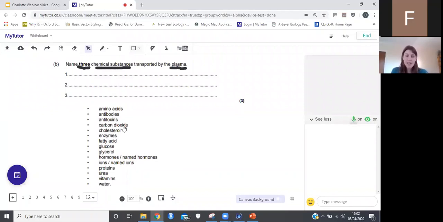Fatty acids, they're part of fats, so fats are broken down to fatty acids and glycerol, which is also listed there. Both of those can then diffuse into the blood. Glucose as well, we talked about that a lot today. Hormones, any type of ions, you'll talk about a lot of ions when you talk about homeostasis, so you'll know some of those. Some proteins, urea, vitamins, or water. You could have any of those, and you just needed to pick 3.